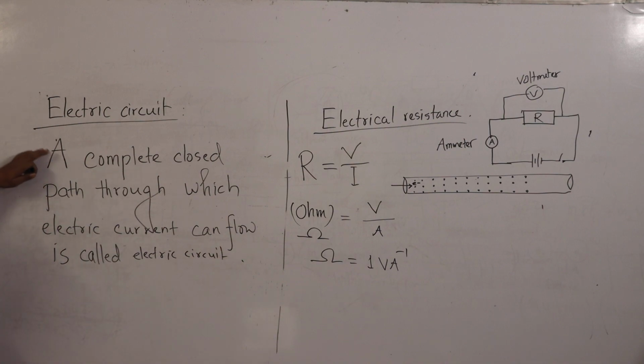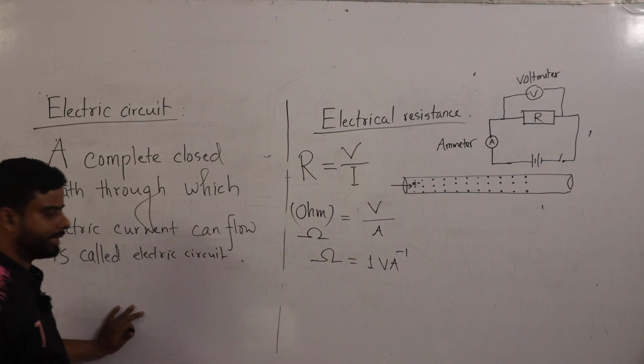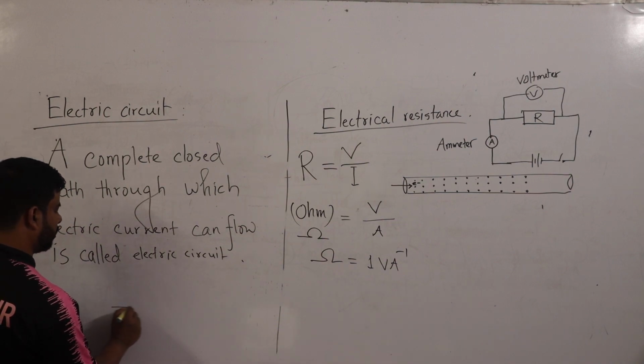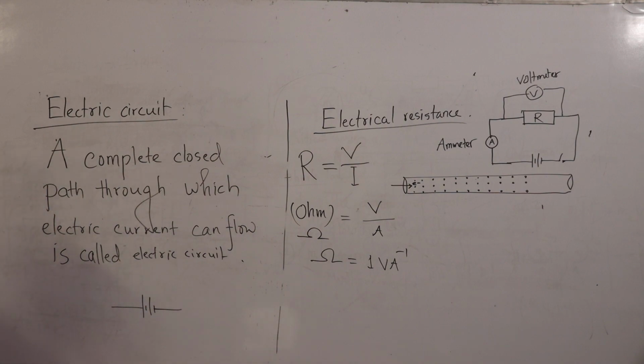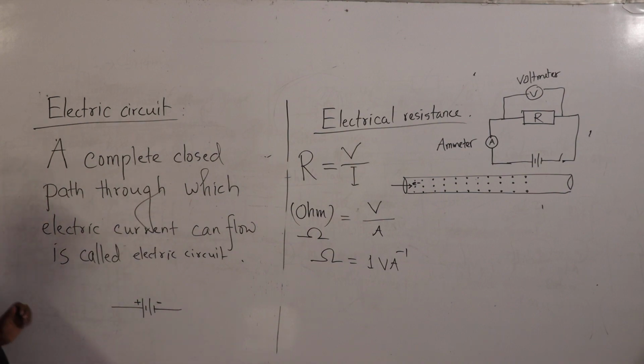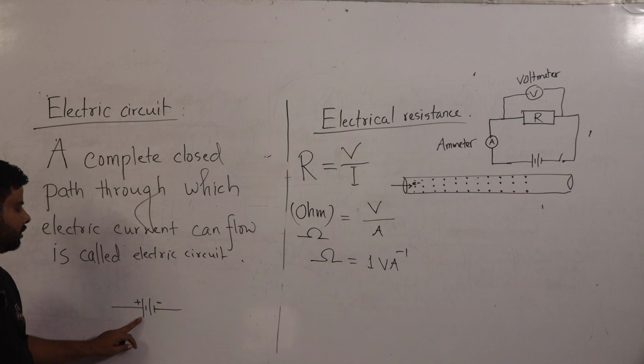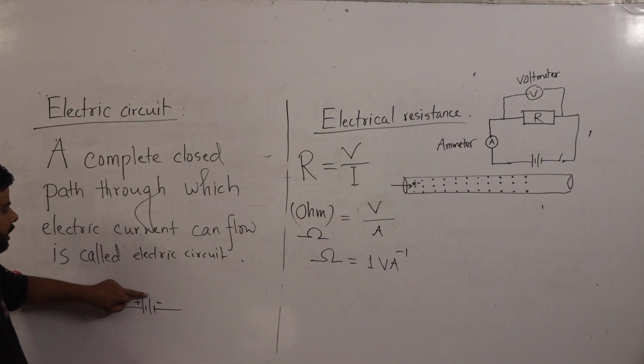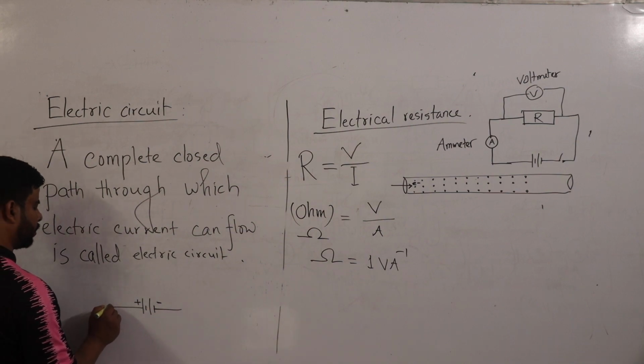A complete closed path through which electric current can flow is called an electric circuit. Say there is a battery or cell. Say this one is a cell. The larger one is the positive terminal and this is the negative terminal. The positive terminal is known as higher potential and the negative terminal is lower potential.